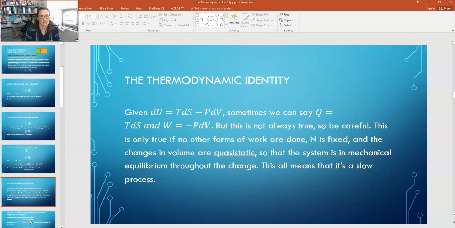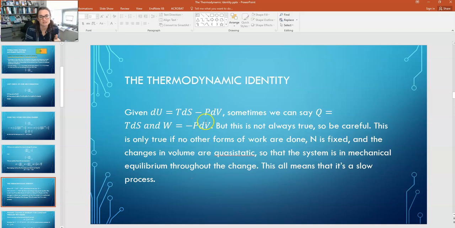Now, thinking about this expression a little further, it's tempting to say that Q is TdS because we've already talked about that expression: ds is equal to Q over T. And then it's tempting to say work is equal to minus PdV, or dW is minus PdV. We've explained that that is true for compression expansion work. But even though it's really tempting to say du is equal to Q plus W, where Q is TdS and work is minus PdV, it's not always true, so be careful. This is only true if, first of all, no other forms of work are done.